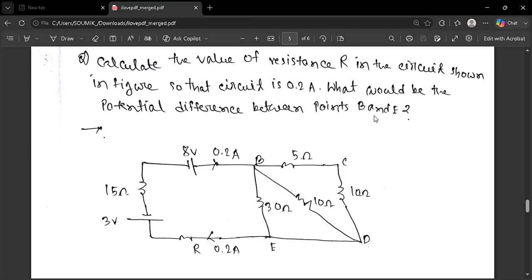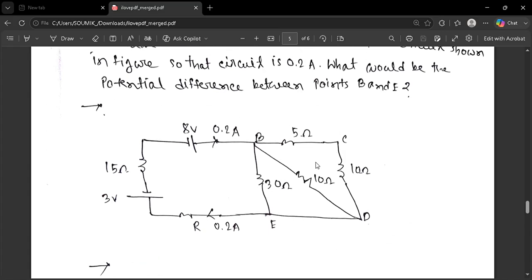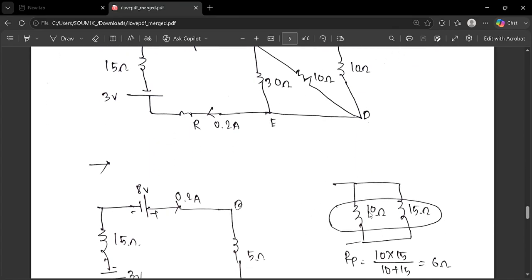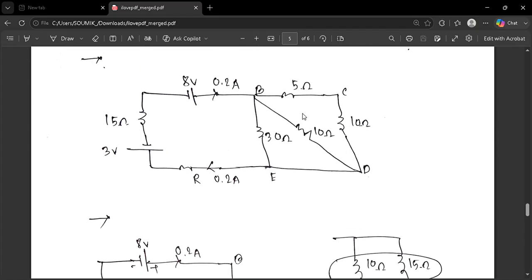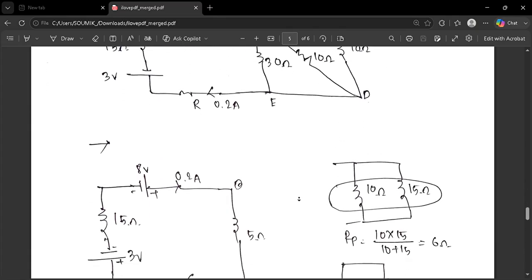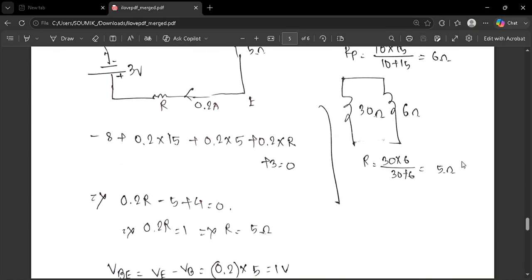We can solve this problem by starting to reduce this circuit from the right side. Easily we can say that this 5 and 10 ohm are in series, so this will be 15 ohm, and this 15 ohm will be in parallel with this 10 ohm resistance. So the equivalent resistance between these two is 6, and this 6 ohm is parallel to this 30 ohm resistance. So the equivalent resistance of this circuit portion is basically 5 ohm.